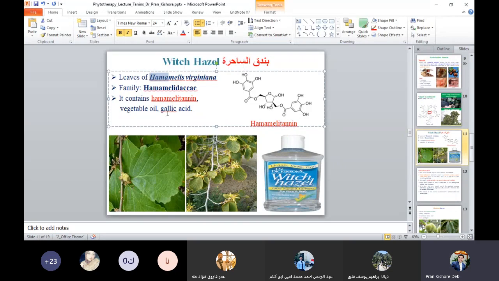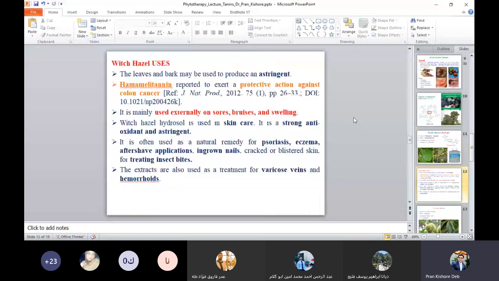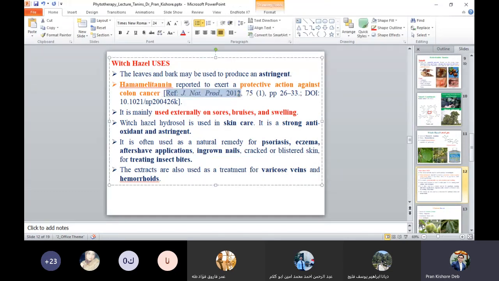Also, it contains gallic acid and volatile oils. Regarding the uses, the leaves and bark may be used to produce an astringent effect. Hamamelitannin is also reported to exert a protective action against colon cancer in one of the researches published in 2012. Although it is not yet used as an anti-cancer agent in humans, in several experiments it was found to have anti-cancer property, especially against colon cancer.